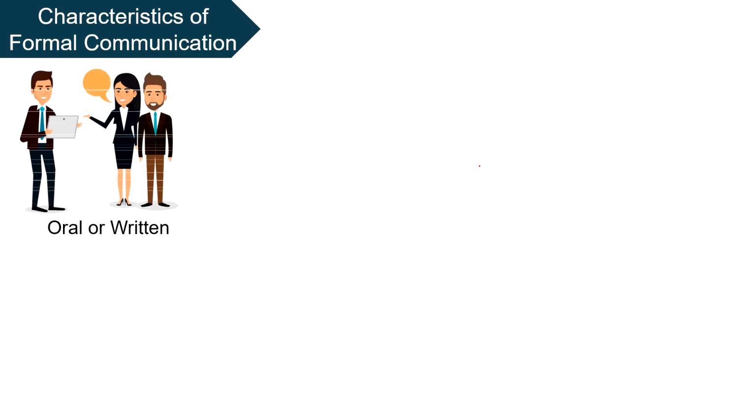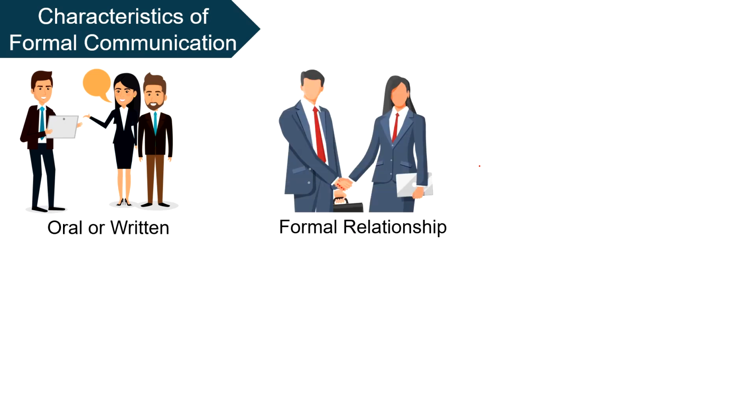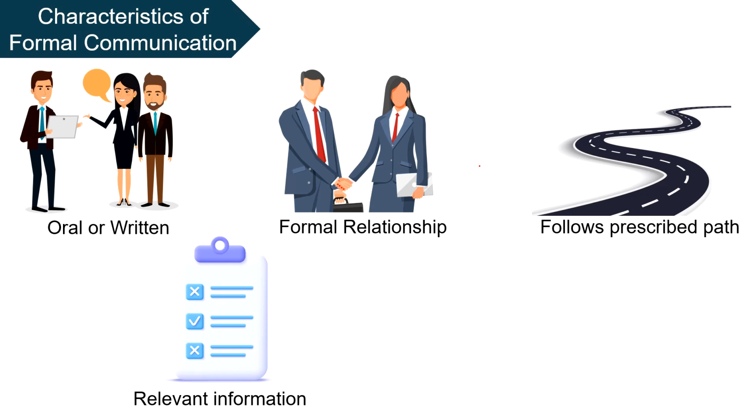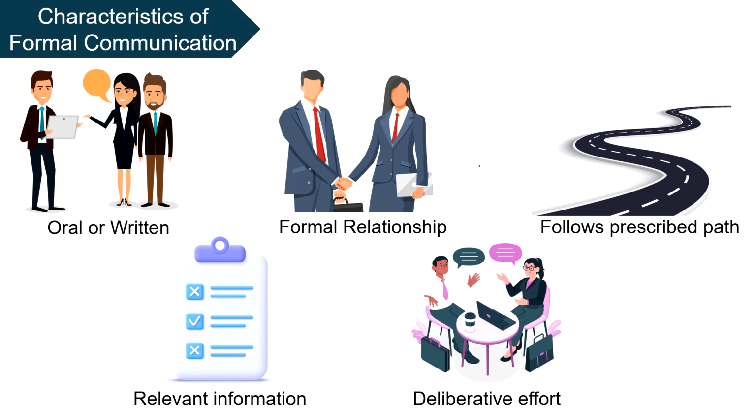Now let's talk about the characteristics of formal communication. It can be initiated orally or in writing. It leads to the creation of formal relationship between the communicator and the receiver. It must follow a prescribed path to reach the receiver. It passes the relevant information only, which are related to the organizational matters. Such a communication is not self-generative. Rather, it is a deliberative effort.